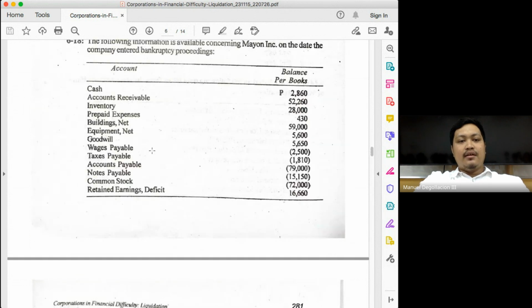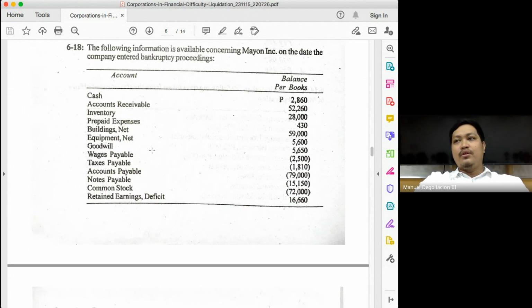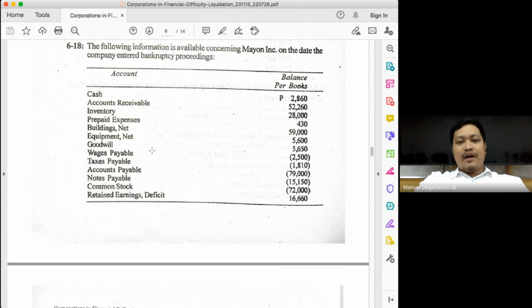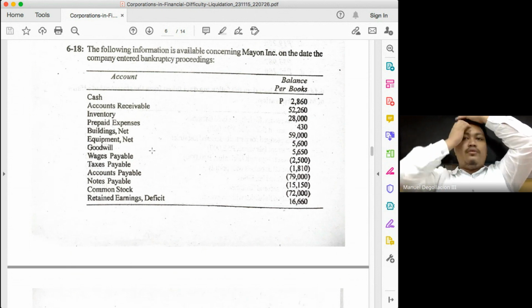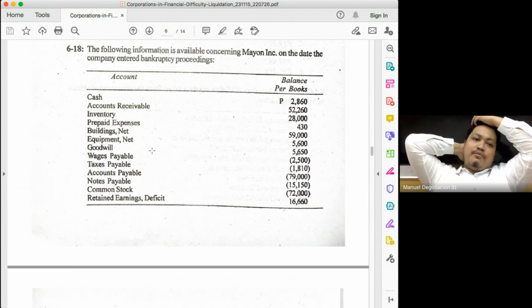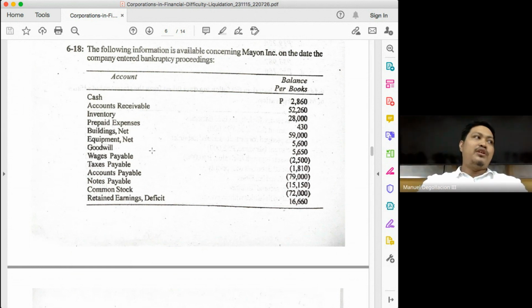Okay, and do the same for your inventories and your buildings and equipment. But you also have to check if the listings provided in the problem is exhaustive of all the available assets of the entity. And here you would see that you have a goodwill in the amount of 5,650. Plus, the problem will not tell you the fair value or the recoverable amount from your goodwill. It will not tell you that the recoverable amount will be zero.